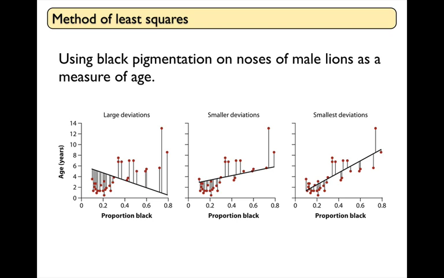So you have large deviations here, smaller deviations here, and then this line would give you the smallest deviations over all possible lines. And that would be your linear regression. That would be your optimized line, best fit.